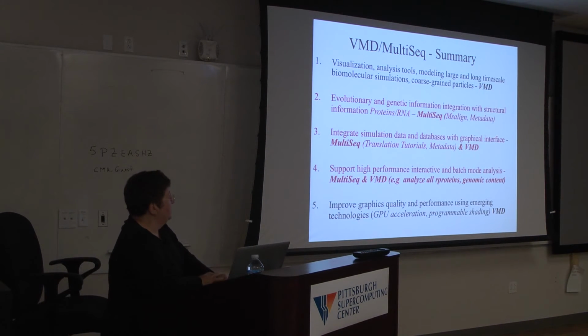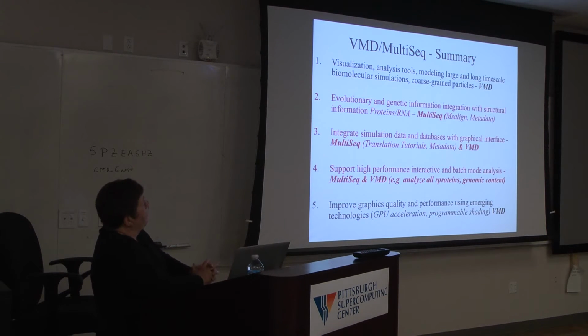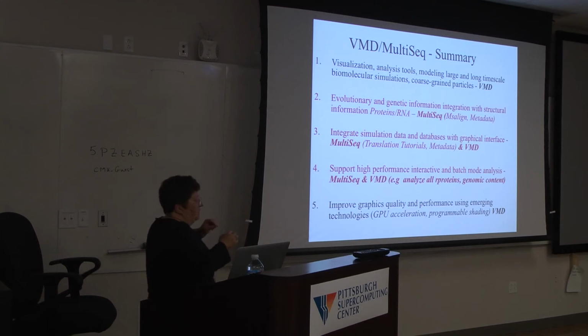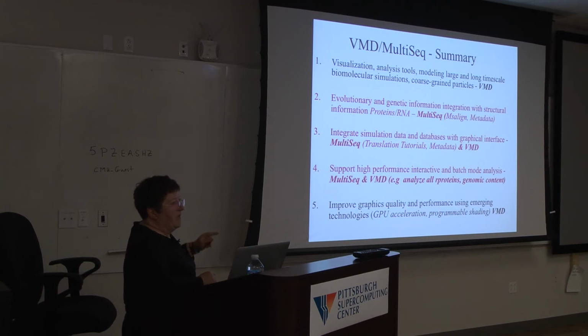All right, so just a quick summary. You all know VMD. I think there's a little bit of multi-seq within that, and you know how powerful it is in helping you to model and study your simulations. You can do large systems, do it for longer times. You can do it for coarse grain particles. And then what multi-seq brings to that is now you can start combining that information with genetic and evolutionary information, which is very important. And what we'd like to do is be able to integrate the two. And I'll show you one example of that.